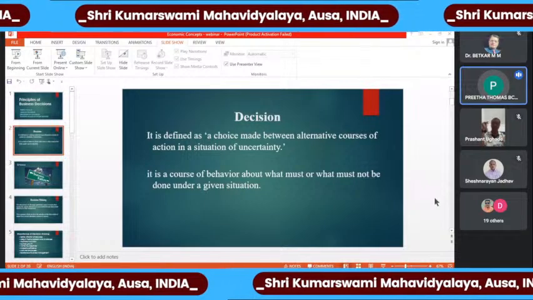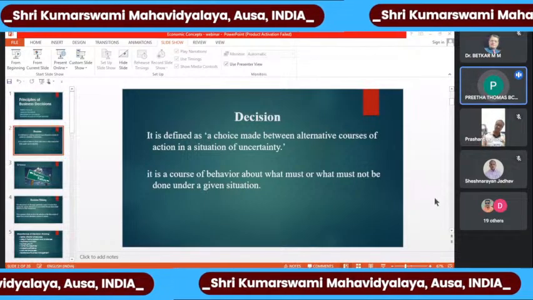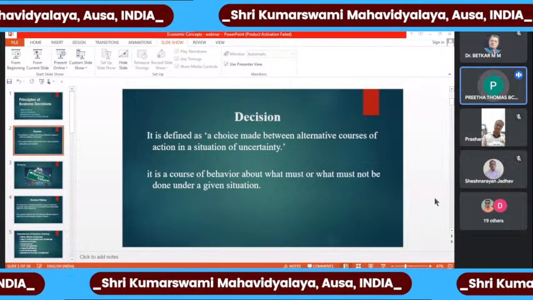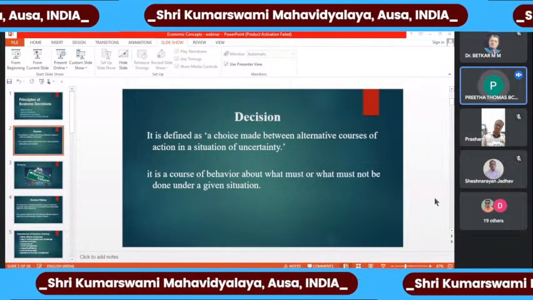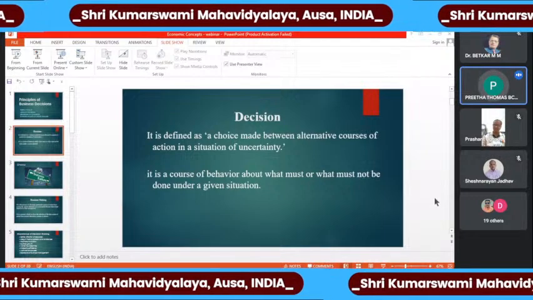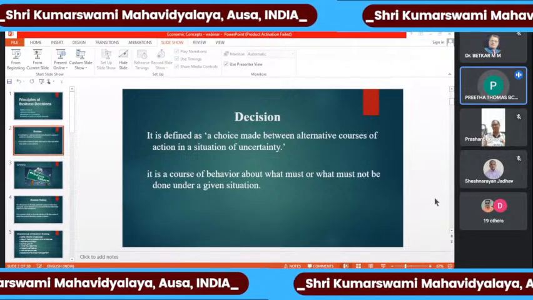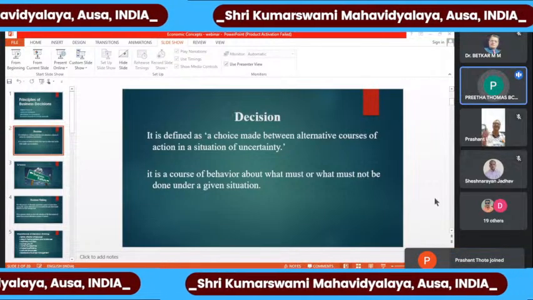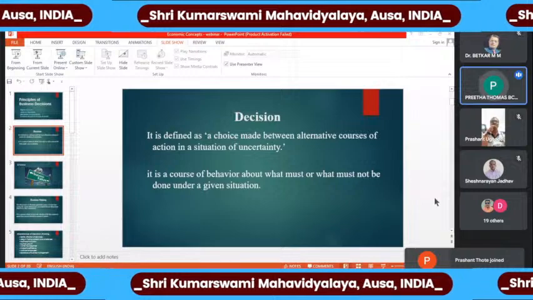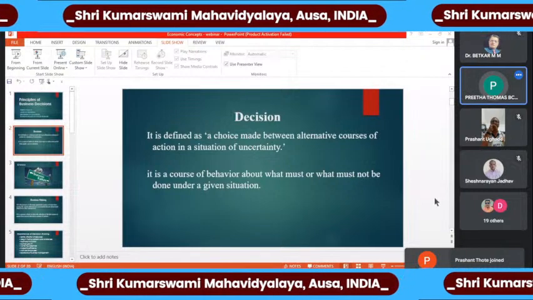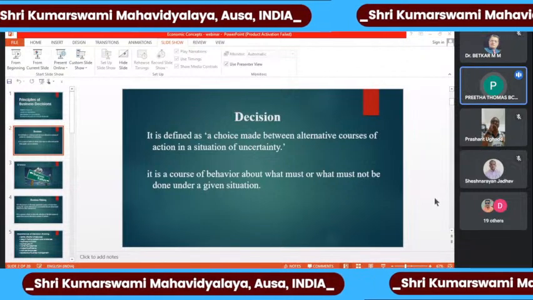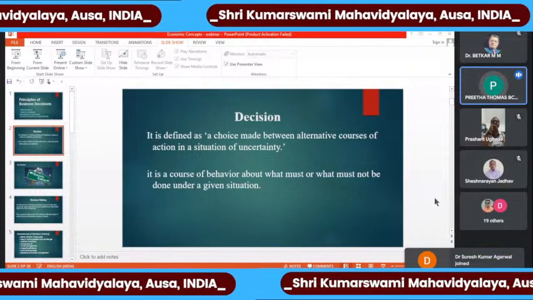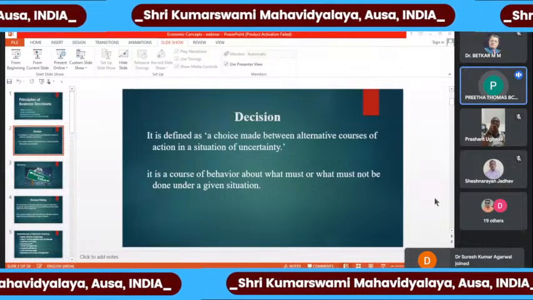It is not just in business life, or just in the lives of business persons. From the moment we wake up in the morning, should I go for the job today or should I take a leave? What should I make in the morning? I have atta, should I make chapati or should I make puri? So every day, every moment, all of us are taking a lot of decisions. Decision is defined as a choice made between alternative courses of action in a situation of uncertainty.